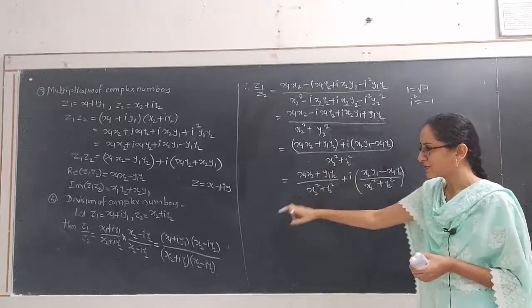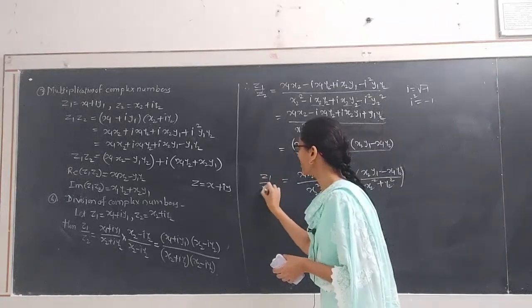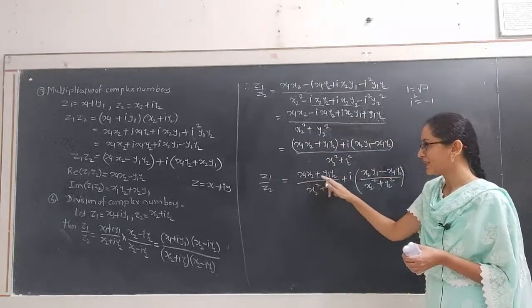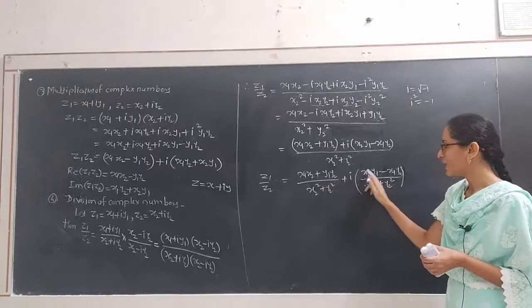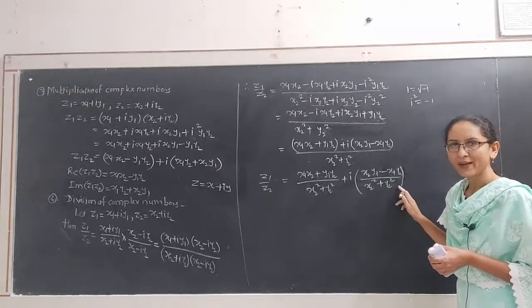This is the real part of z1 upon z2. This left side is z1 upon z2. The real part of z1 upon z2 is this quotient x1 x2 plus y1 y2 upon x2 square plus y2 square, plus i into x2 y1 minus x1 y2 upon x2 square plus y2 square.